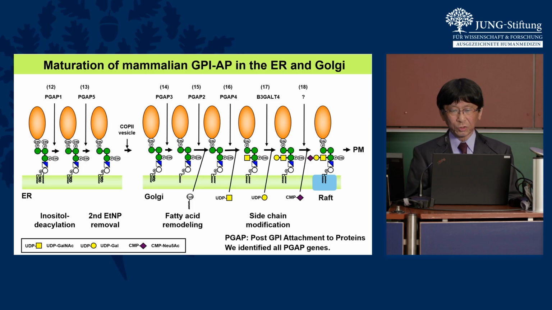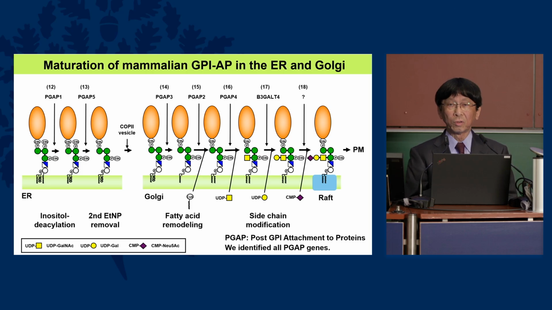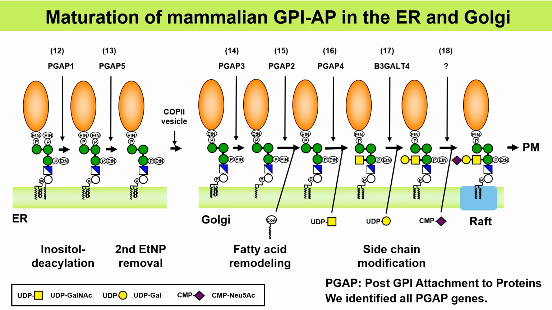So this shows the maturation steps. When the anchor is attached to the protein, the structure of the GPI is immature, then the maturation reaction occurs in the ER and in the Golgi. And in the ER, the acyl chain, the fatty acyl chain linked to the inositol ring, is first removed by the PGAP1 enzyme.